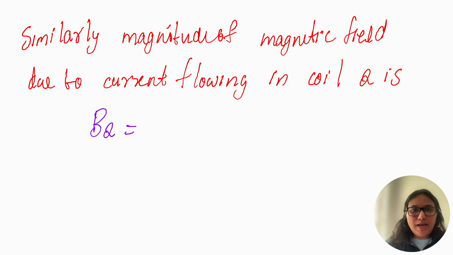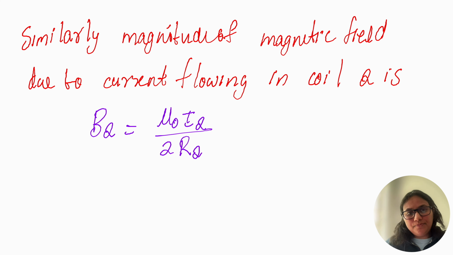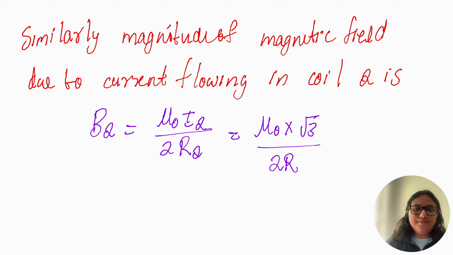Similarly, the magnitude of the magnetic field due to the current flowing in coil Q is BQ, which is equal to mu naught IQ divided by 2RQ, which is equal to mu naught into root 3 divided by 2R. Here you have to note that the direction of BP is perpendicular to the plane of coil P. Similarly, the direction of BQ is perpendicular to the plane of coil Q.